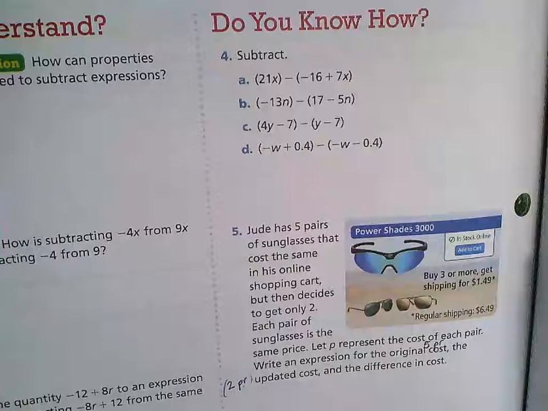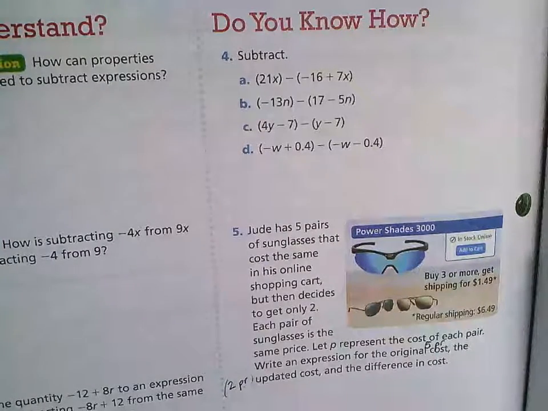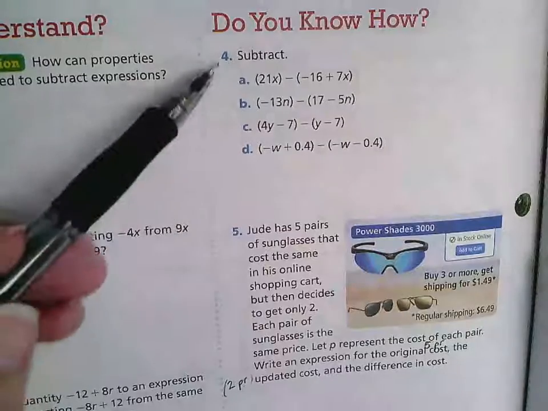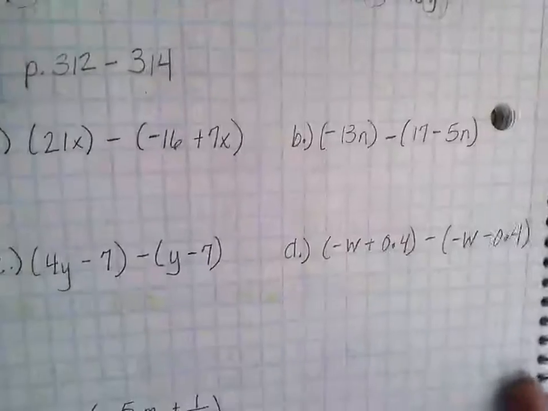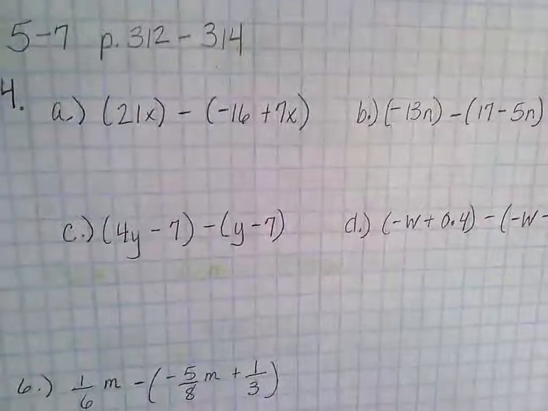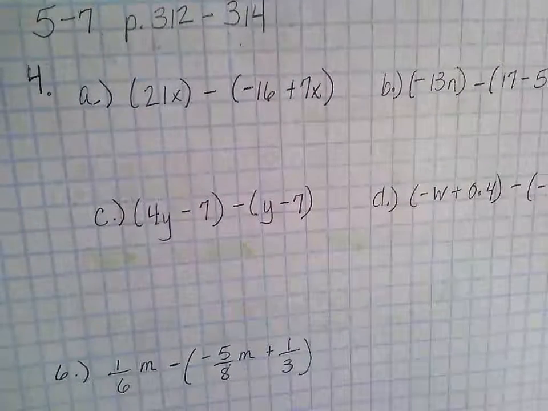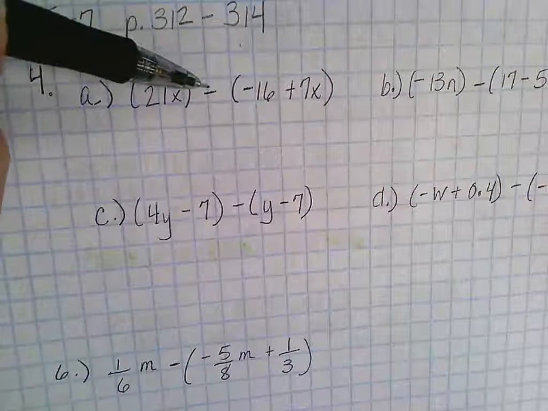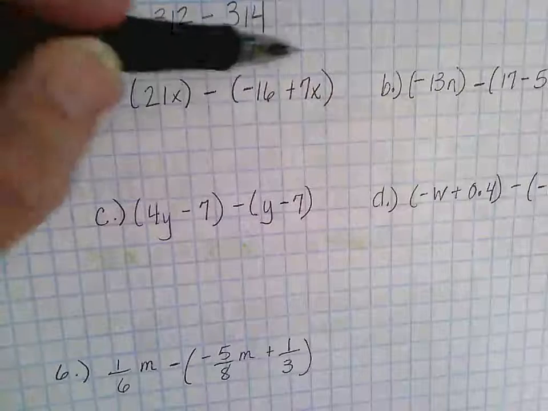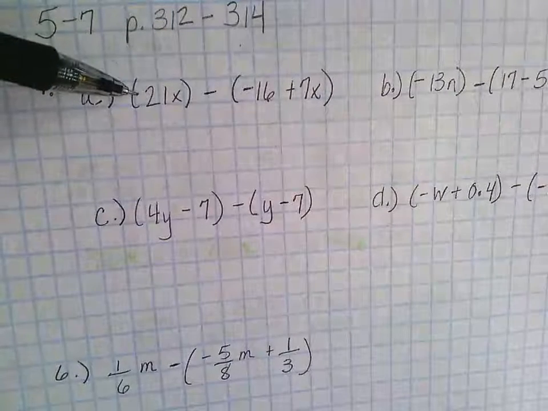Page 312, 5-7, subtract expressions. Number 4, subtract. I'm going to choose to do these in my notebook where I have more space to write them out. This is the first expression. It just has one term, and we're subtracting this whole expression from this.